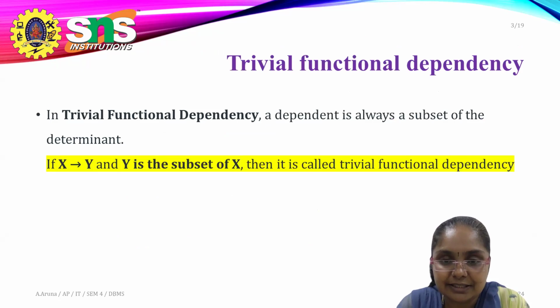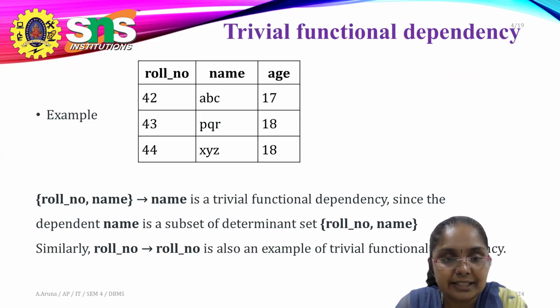First, trivial functional dependencies. If the dependent is always a subset of the determinant, then we call that a trivial dependency. For example, X determines Y, that is X tends to Y, is a functional dependency. If Y is a subset of X, then we can call this a trivial functional dependency. Let us see an example. Here I have put the exam table, which contains roll number, name, and age. If roll number, name tends to name, this is my X component and this is my Y component. I can say directly this is a trivial dependency.